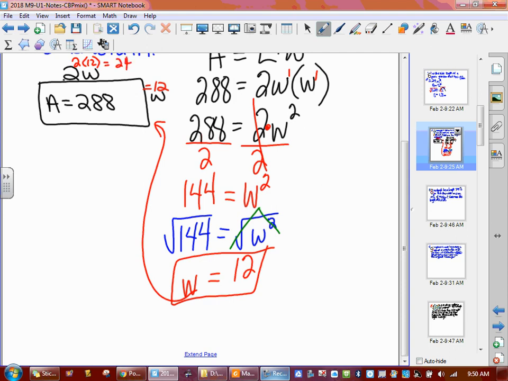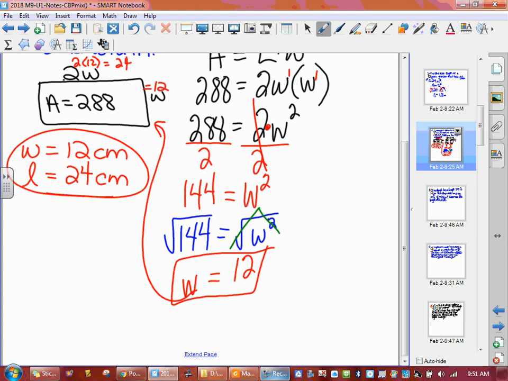So just solving the question isn't good enough. We have to actually find the answer of what it asked us. We need to have the dimensions of the rectangle. Okay, we'll give you a minute to write that down. Okay, next question. Number 4.